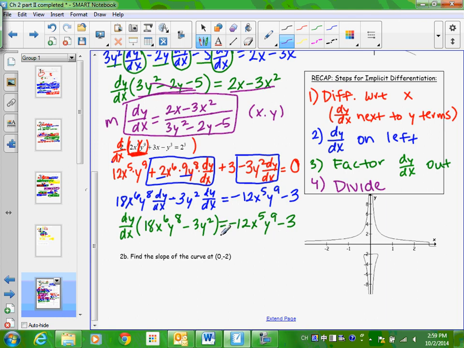Okay, so I'm kind of running out of room here, so I'm going to write my answer here. dy over dx equals negative 12 x to the 5th, y to the 9th, minus 3, over, and then this is the term I'm dividing, 18 x to the 6, y to the 8th, minus 3y squared. That is your derivative.